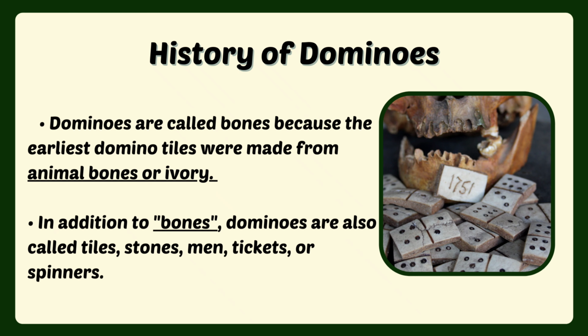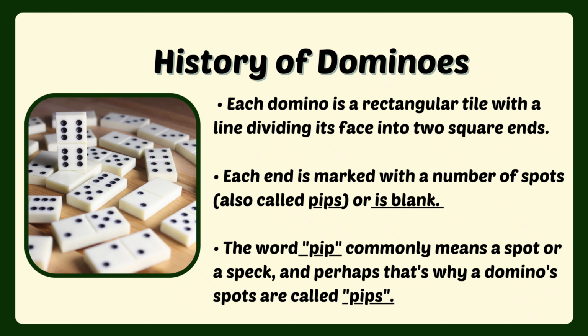Dominoes are called bones because the earliest domino tiles were made from animal bones or ivory. In addition to bones, dominoes are also called tiles, stones, men, tickets, or spinners. Each domino is a rectangular tile with a line dividing its face into two square ends. Each end is marked with a number of spots, also called pips, or is blank. The word pip commonly means a spot or a speck, and perhaps that's why the domino's spots are called pips.